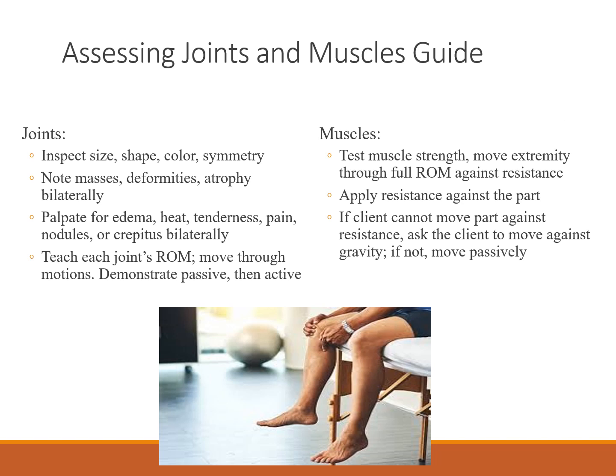When we assess the joints and muscles in your tables 24-1, our assessment procedure includes your inspection and palpation. So we inspect for shape, color, symmetry, noting any deformities unilaterally or bilaterally. We palpate for heat, edema, tenderness, and pain. Those things might be related to inflammation or infection. Crepitus may be related to air that is contained underneath that tissue.